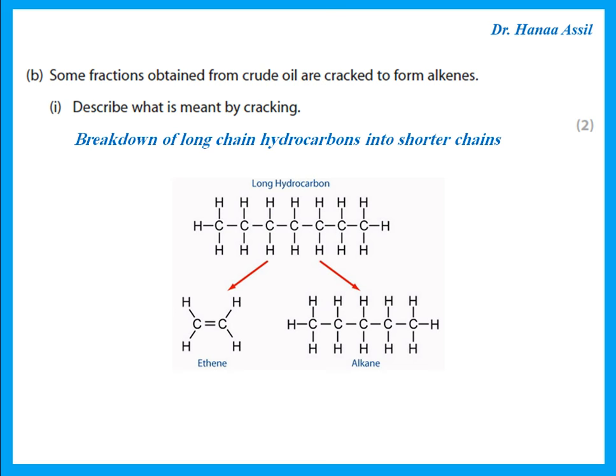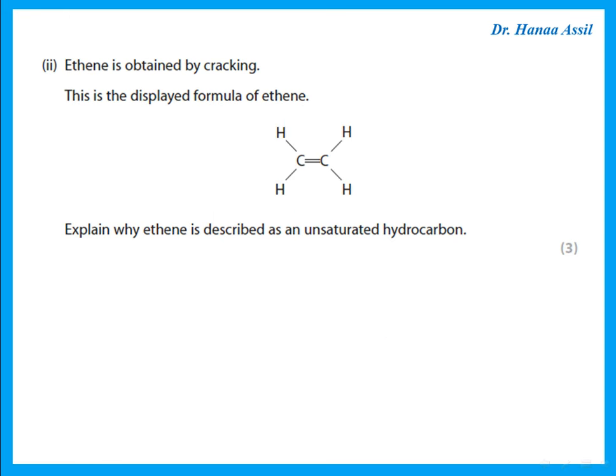And we said usually when we do that, what we get is an alkene and an alkane, or an alkene and hydrogen. And the alkene is usually ethene, or in most cases ethene. Ethene is obtained by cracking. This is the displayed formula of ethene.